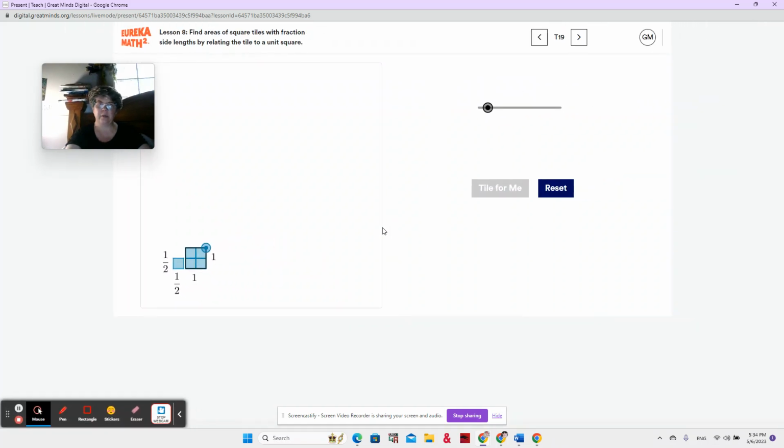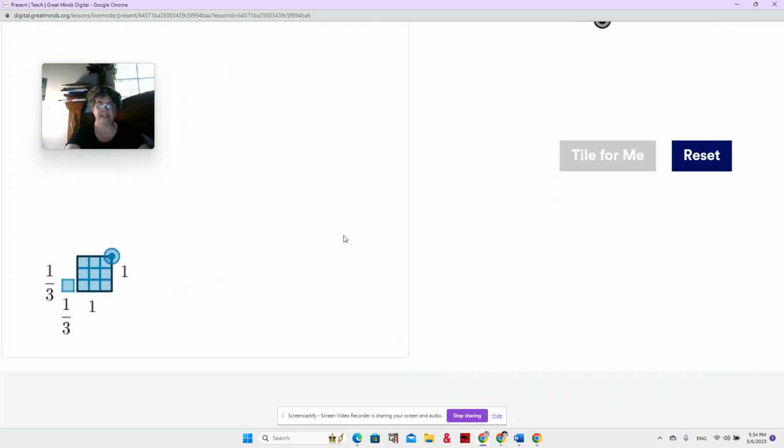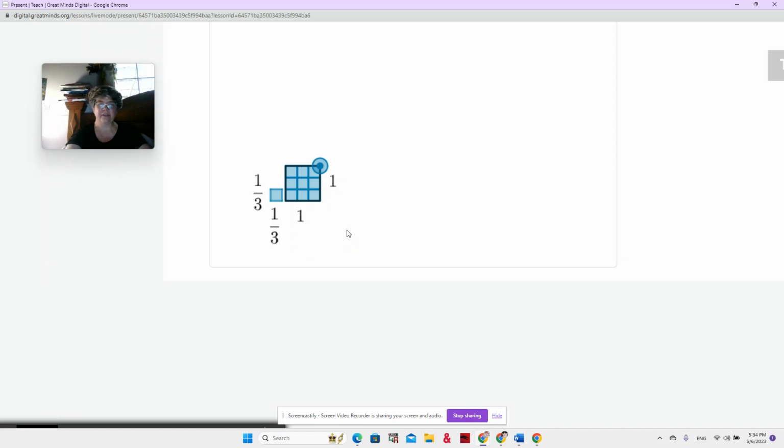All right, so now 1/3, there's 1/3, and we're still using our 1 by 1 unit square. And now we have 1/3 on the side length, right? So it's 1/3 of the total 1. And when we tile it, we can see that now we need 9 tiles. Why does that work? Because 1/3 is less than 1/2, right? 1/2 is only going to need 2 tiles along a side, and 1/3 we need 3 tiles, right? That makes sense.